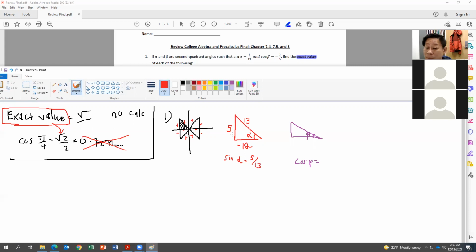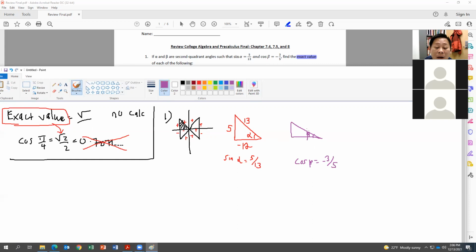Make sure you understand this, because it has what we call a domino effect. If your triangle is wrong, everything after that is wrong. Same thing in this case. The question gives us that cosine beta is -3/5.